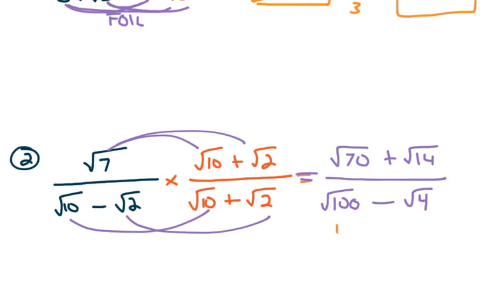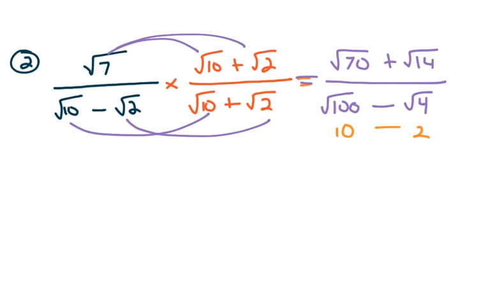The square root of 100, hopefully you remember or realize that that's 10. Square root of 4, that's 2. And again, once you take the square root, this has not become the square root of 2. This is just 2. The square root of 4 is 2. It's not the square root of 2. Okay, so then we'll have just 10 minus 2.